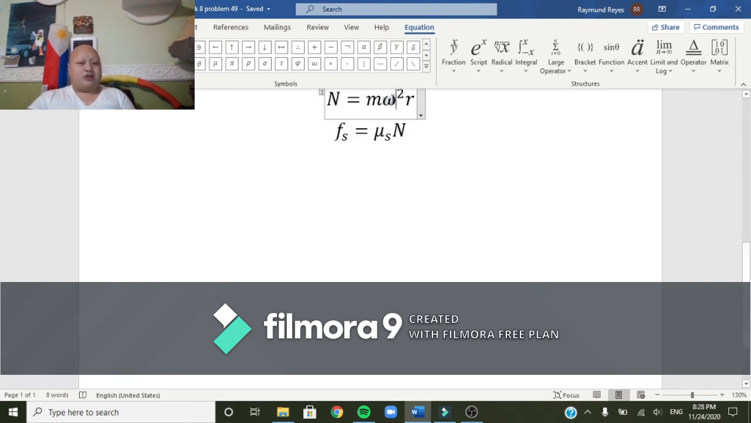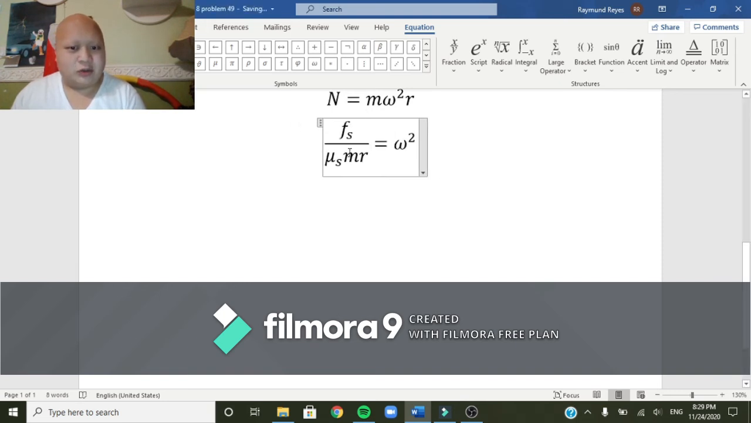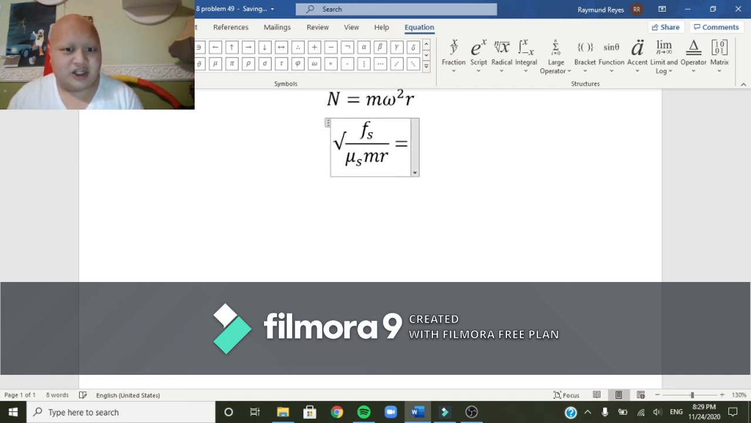So in order to isolate omega to make this easier, we plug in all this conglomeration for normal force, and then you get mass times omega squared times r. Then to isolate omega we have to divide both sides by static mu times mass times r, so that they will go on the right side, and they will leave omega squared by itself. But then to truly isolate angular velocity, you have to take the square root of both sides, and then there you go. That's how you isolate omega for the answer.